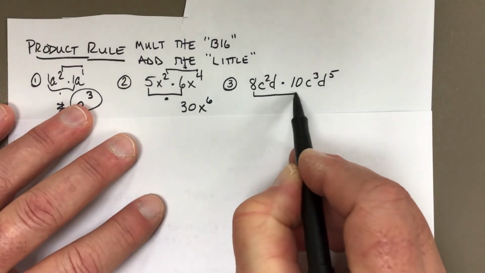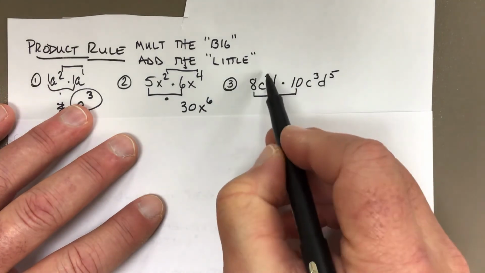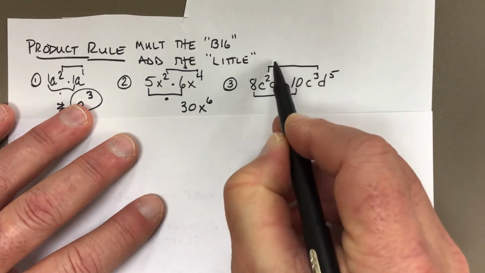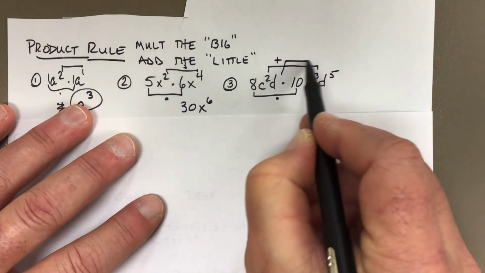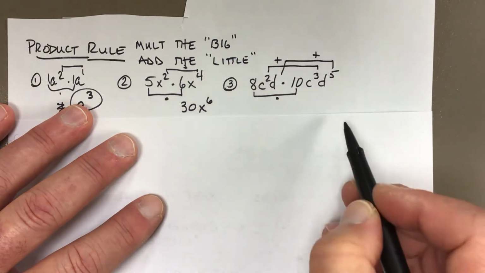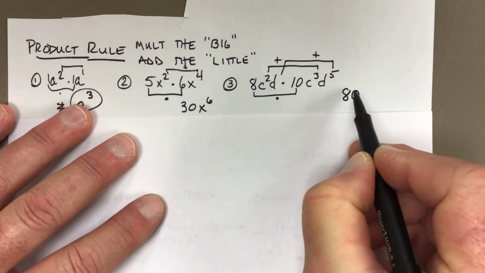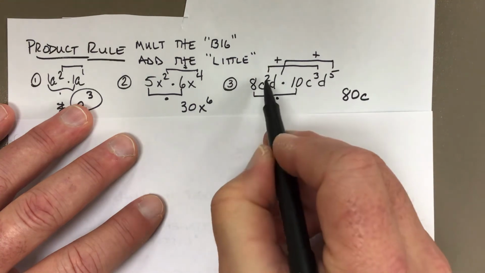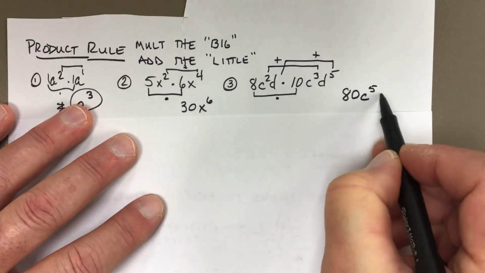Lastly, if we add more variables and such, it's the same. You're going to multiply these two numbers, the coefficients, the big numbers, and then we're going to add the 2 and the 3 on the c. And remember that this d has a 1 here, right? And we're going to add it to the 5. So 8 times 10 is 80. And then we put the c down. 2 plus 3 is 5. And 1 plus 5 is 6.